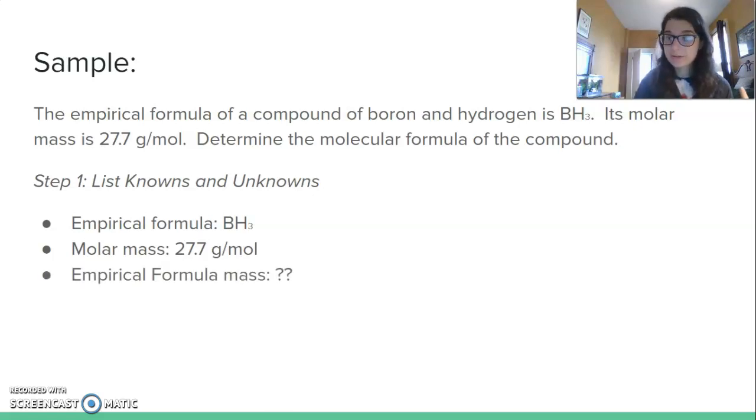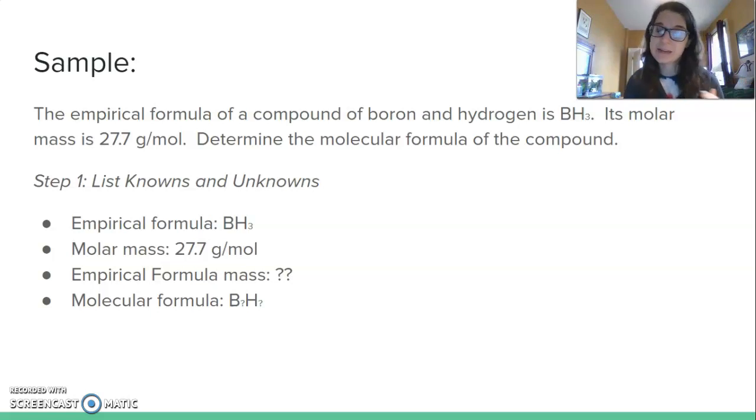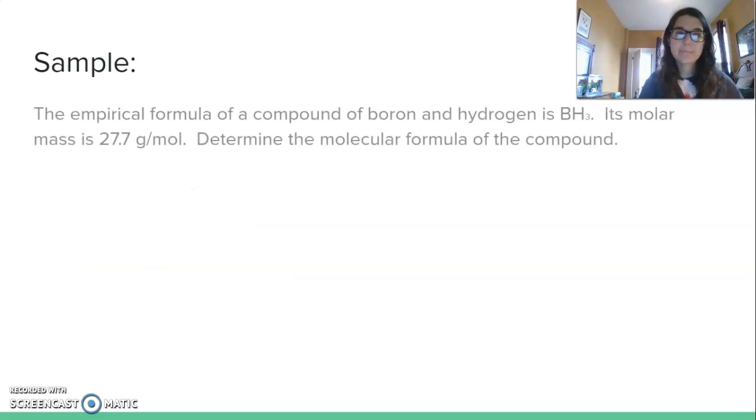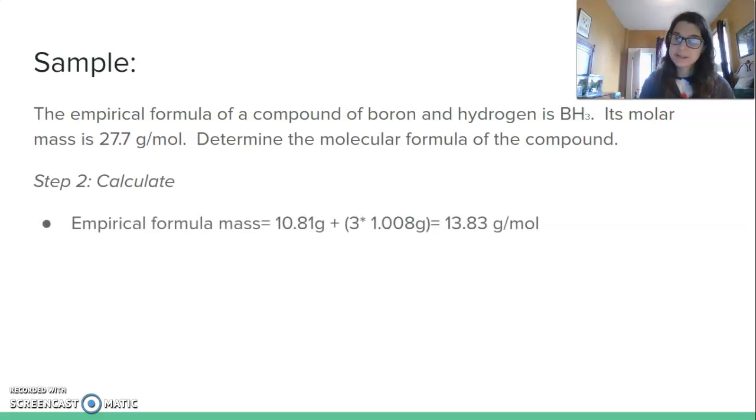We're looking for the empirical formula mass. That's not given, something we have to calculate. And we're looking for the molecular formula, which is going to be B something, H something, and it's going to reduce to BH3. Step 2 is to calculate. First, we find the empirical formula mass. We add together 1 boron, which is 10.81 grams, plus 3 hydrogens, which is 3 times 1.008 grams. That gives us a total formula mass of 13.83 grams per mole.